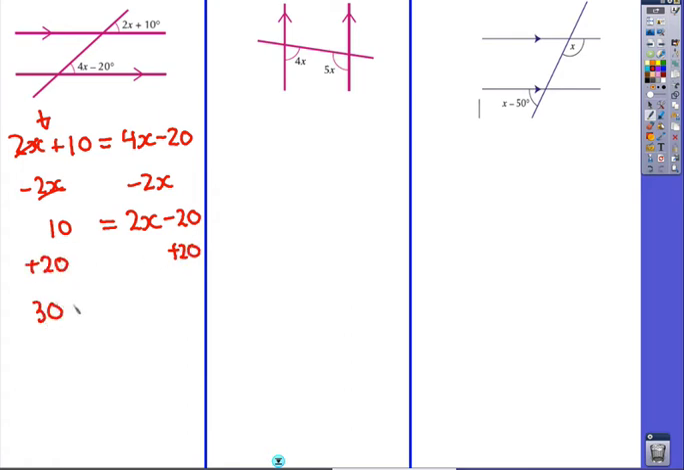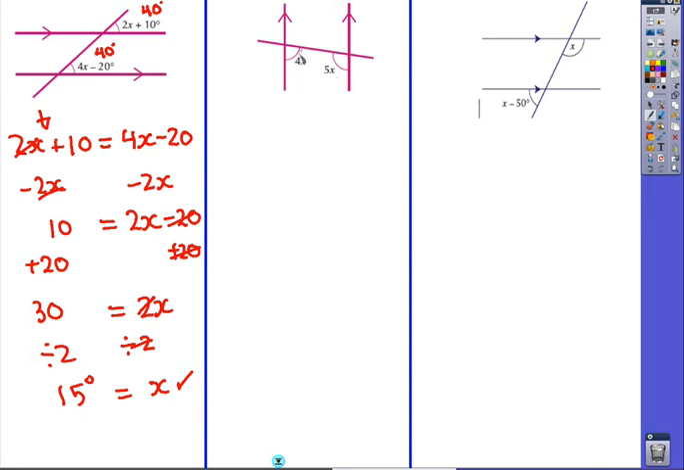And so 30 is equal to 2x, as minus 20 and 20 cancel out. Now divide by 2, divide by 2, and that will cancel out, so you're left with x is equal to 30 divided by 2, which is 15 degrees. So x is 15 degrees. And plug it into there. If they're the same angle, if they're corresponding, your x is right. So 2 times 15 is 30, plus 10 is 40 degrees. 4 times 15 is 60. 60 take away 20 is also 40 degrees. Since they're equal, because they're corresponding, our x must be correct.